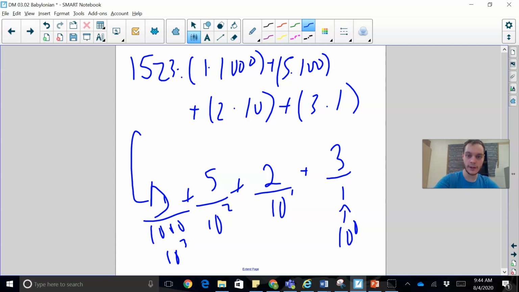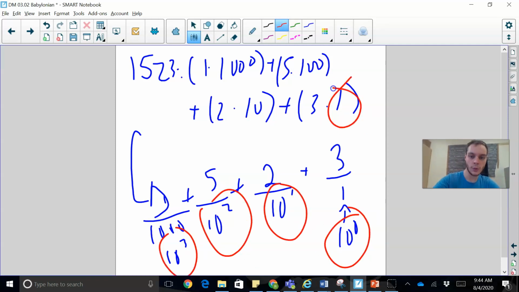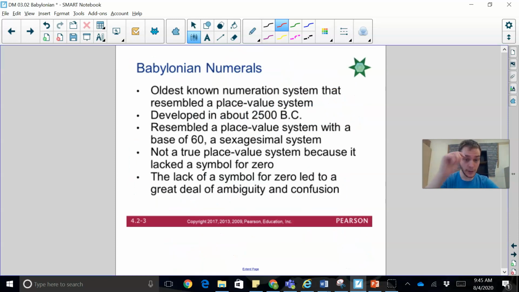But this here is what I wanted to show you: 10 to the 0, 10 to the 1, 10 squared, 10 cubed, that's just 1, 10, 100, 1,000. So now we're talking about Babylonian, we're doing base 60.